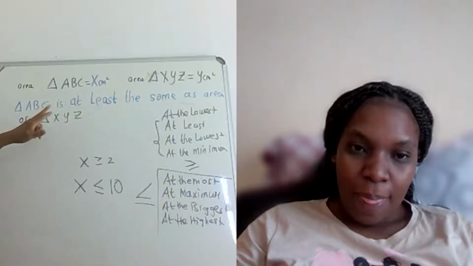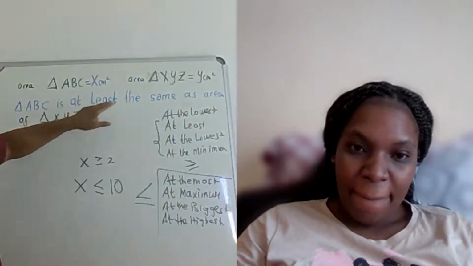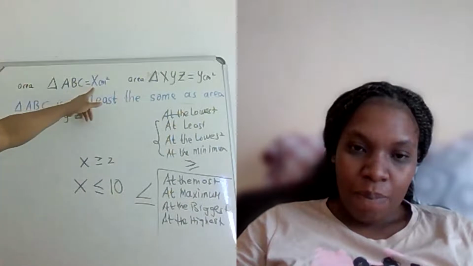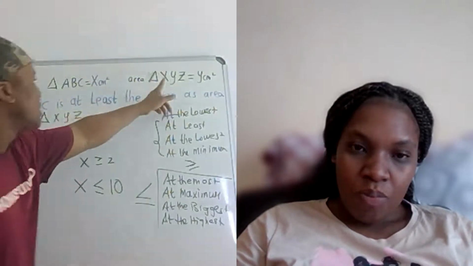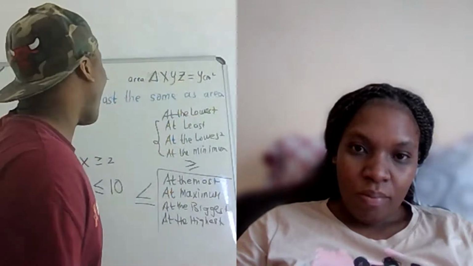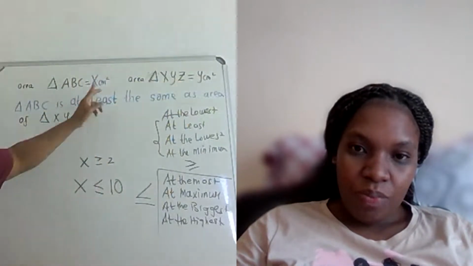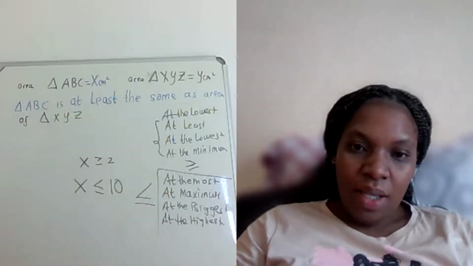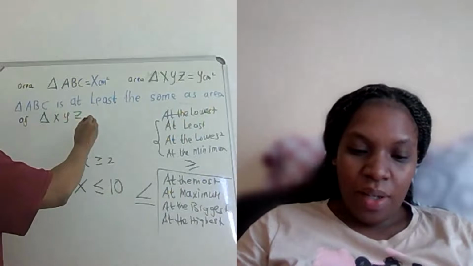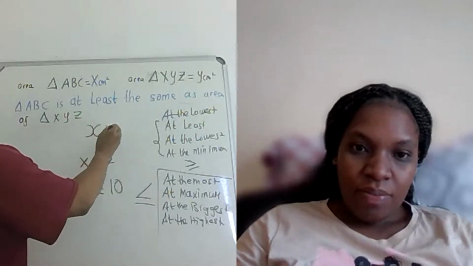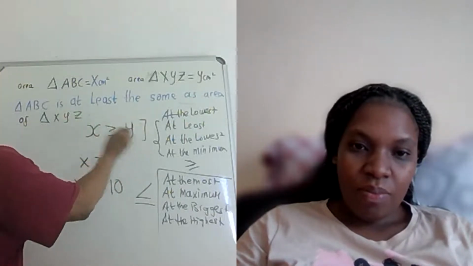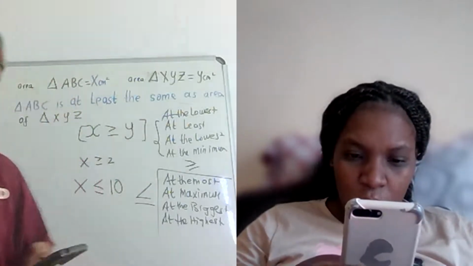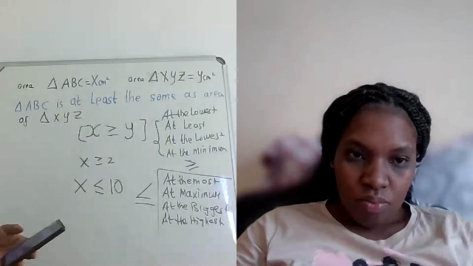Now, they say the area of ABC is at least the same as the area of XYZ. We know ABC is represented using letter X, and the triangle of area XYZ is represented by Y. So how am I going to write the inequality as far as X and Y? They say at least, so X is greater or equal to Y. So which option is there? The 4.